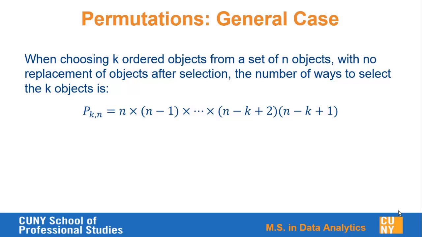So in the general case, if we're choosing k ordered objects from a set of n objects with no replacement of objects after selection, the number of ways to select that is n times n minus 1, and so on, all the way down to n minus k plus 1. Or, more concisely, n factorial divided by n minus k factorial.